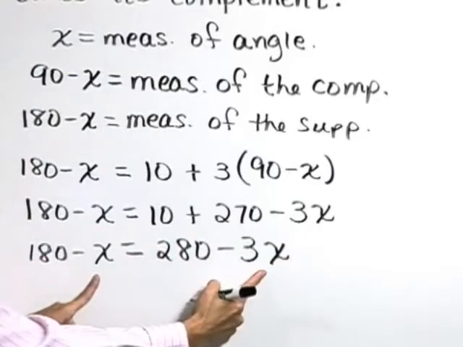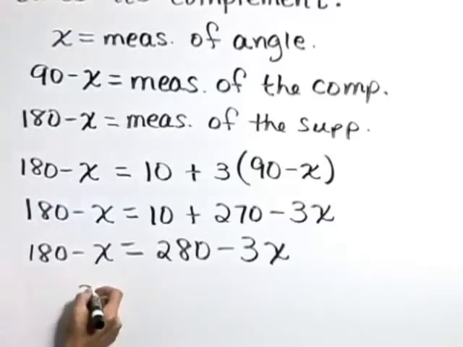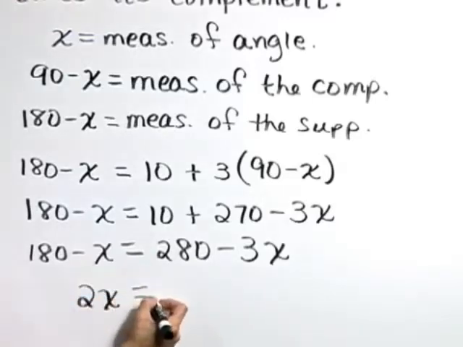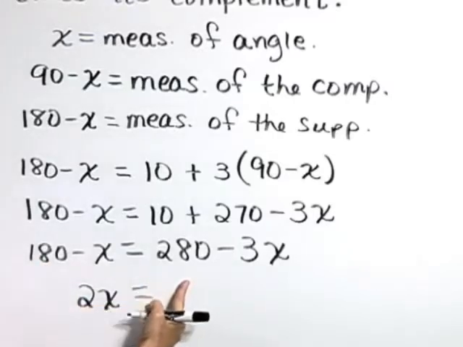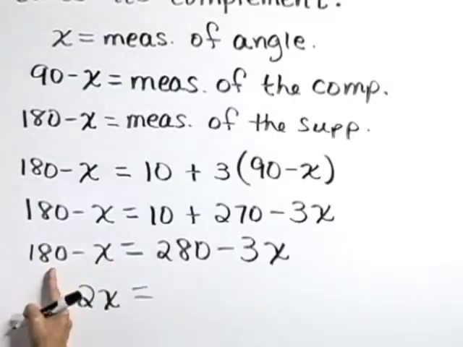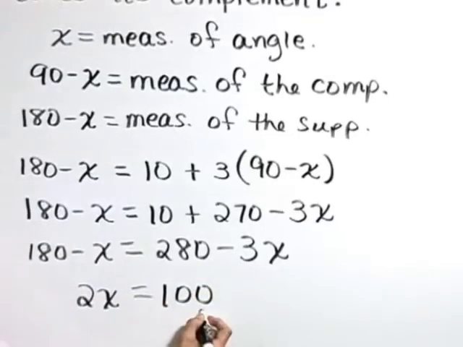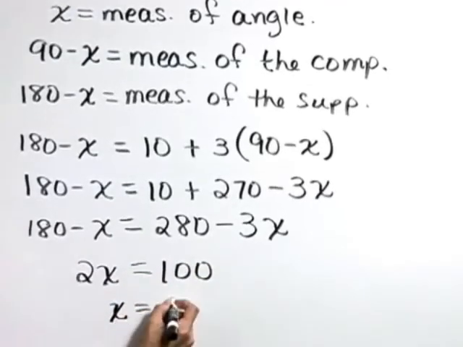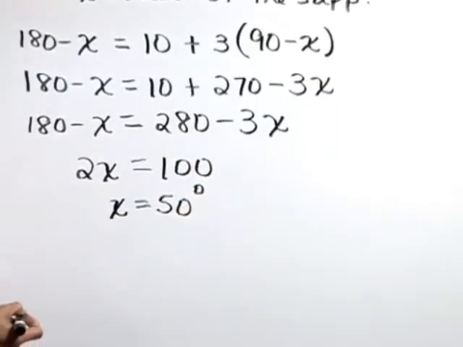Now let's get our x terms together. I'm going to add 3x to both sides. So a positive 3x and a negative x is 2x. And at the same step, I'm going to subtract 180 from both sides. So 280 minus that 180 is 100. Lastly, dividing by 2 gives x is equal to 50. Let's go ahead and write that as 50 degrees.